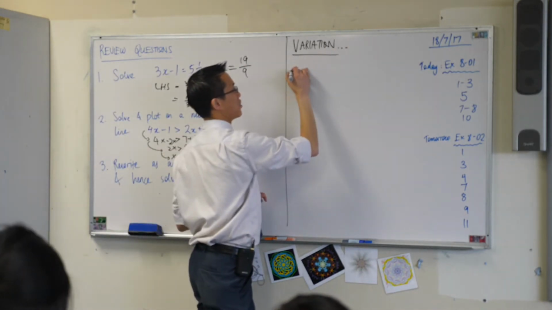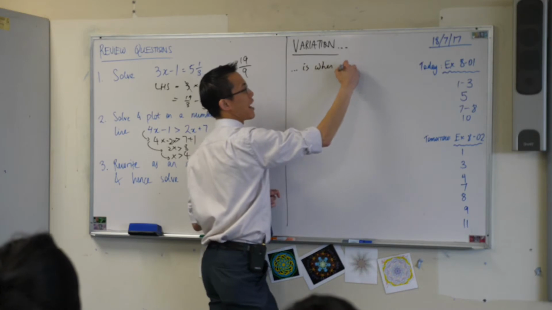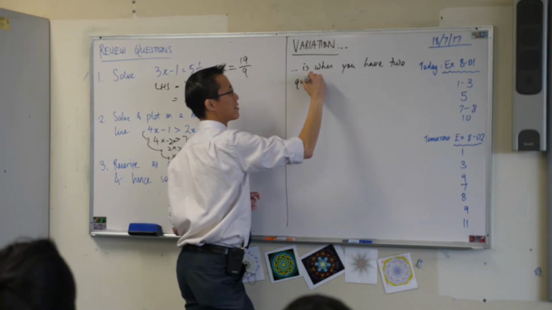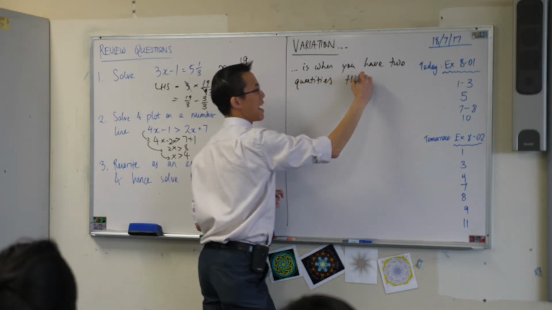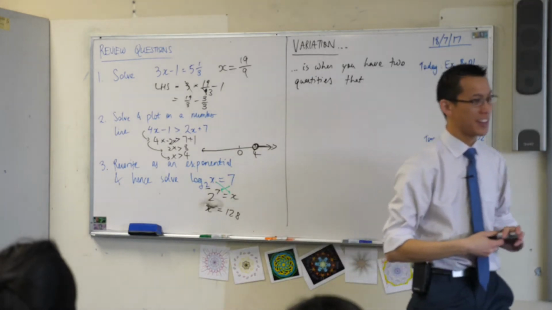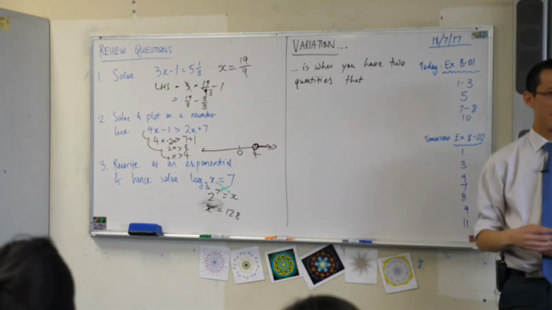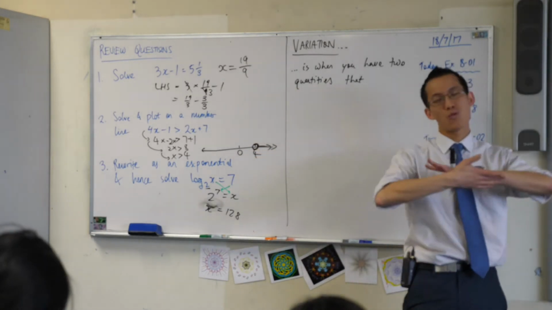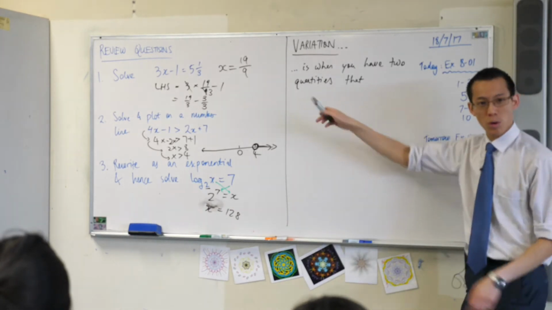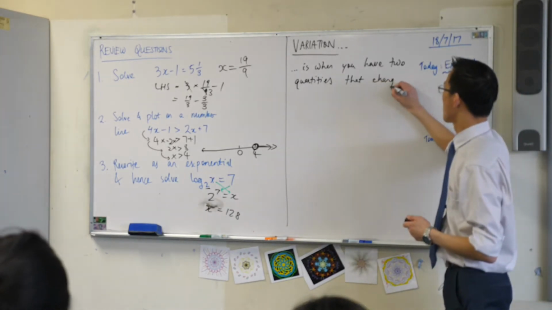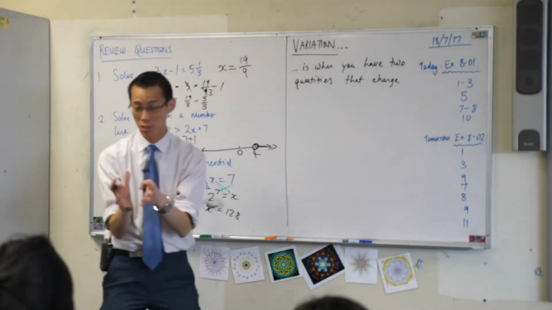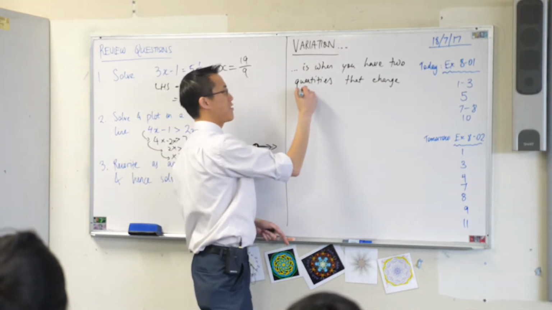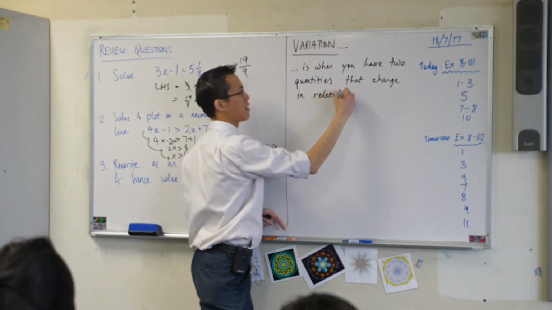Variation is when you have two quantities. Now, in maths, we're interested in numbers that change, right? This is why we introduced algebra, because very frequently we're not just interested in numbers that are equal to something particular, but numbers that can take on a range of different values. So when you've got two quantities that change, but they change in relationship to one another. Let me say that again. There are two quantities that change in relationship to each other.